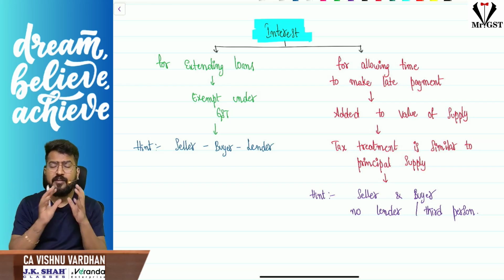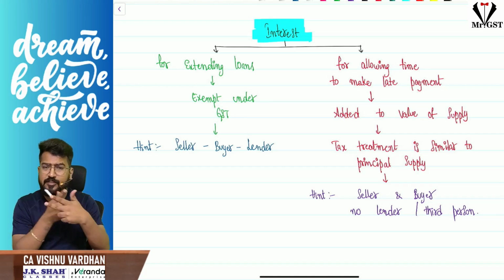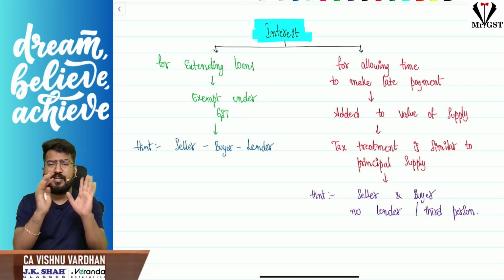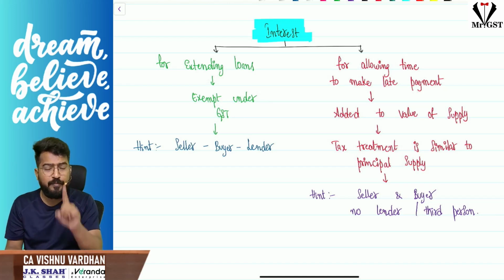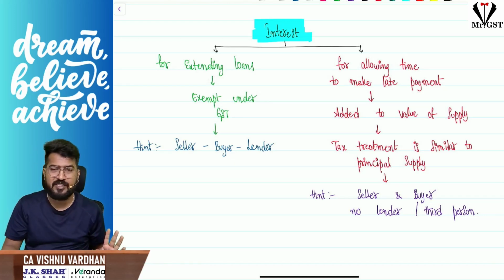Okay, sir, for you, the hint is, for this type of situation there will be 3 parties: the seller, the buyer and the lender. You are buying some goods, for that you don't have money. You are going to some third person and asking for a loan, and that fellow is giving, for that you are paying interest. So here he is giving you money, and for that he is charging interest. That is exempt under GST, if you remember the exemptions.